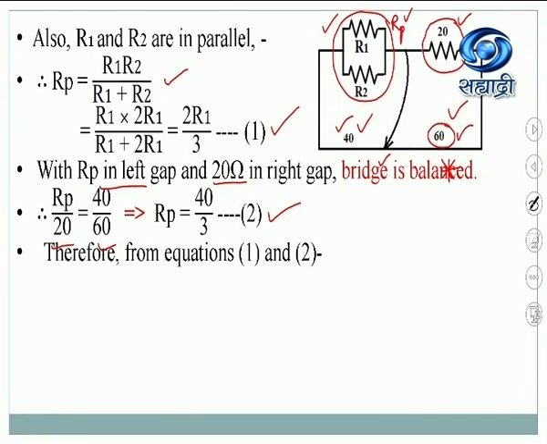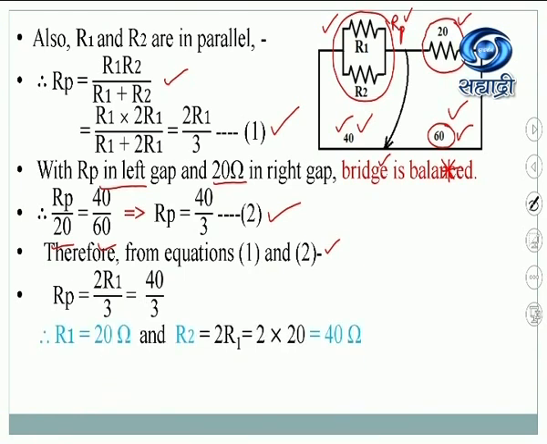Therefore, from equations 1 and 2, what is the first equation? Rp equal to 2R1 by 3. What is the second equation? Rp equal to 40 by 3. Comparing the two equations, 2R1 by 3 equal to 40 by 3, we get R1 equal to 20 ohm. And we know R2 is equal to 2 times R1, so it must be equal to 40 ohm. So R1 is 20 and R2 is 40.